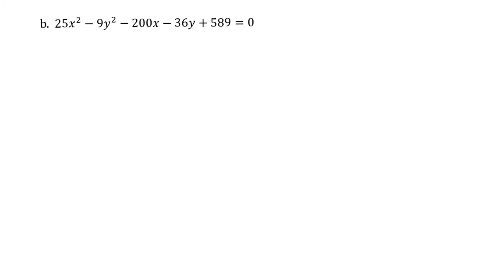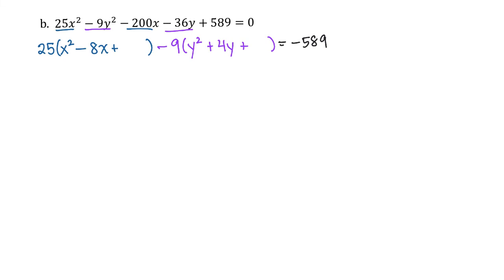Okay, let's see. I have 25x squared minus 200x. I'm going to go ahead and factor out the 25, which is going to take me down to x squared minus 8x. I am going to complete the square in a second. Okay, let me go ahead and do the y term. So I have a minus 9y squared minus 36y. I know I'm going to have to factor out the minus 9, so I'm going to do it now. If I factor minus 9 out of minus 36, I get plus 4y. Okay, and I am going to move the plus 589 to the other side by subtracting it.